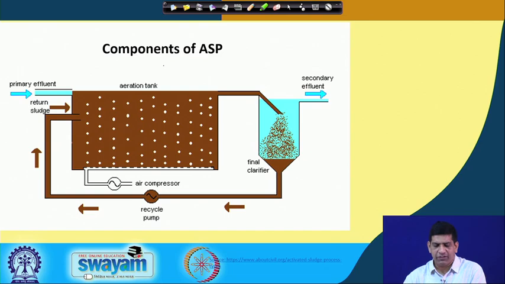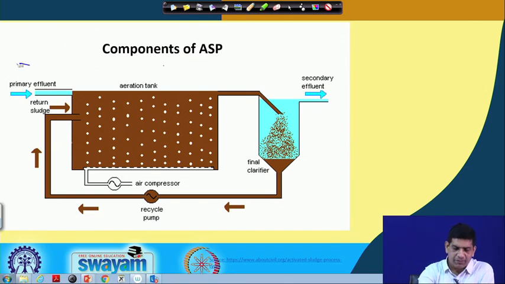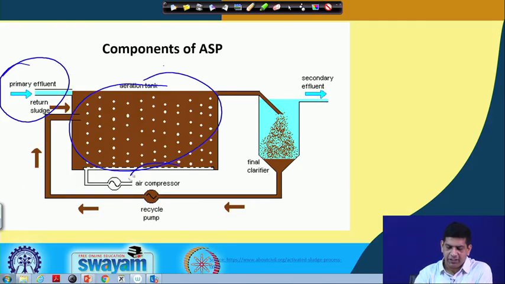So, what is the component? Here, in terms of the activated sludge process, this is the primary effluent coming in, that is the aeration tank. This is the air compressor, which is doing a lot of aeration. So, we are adding a lot of air, and that air helps in breaking down the organic matter. Aerobic bacteria are very happy to do that.